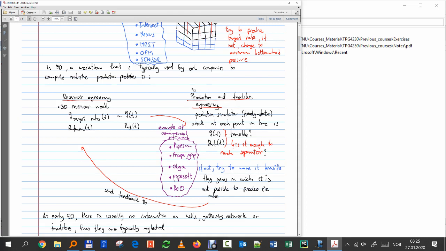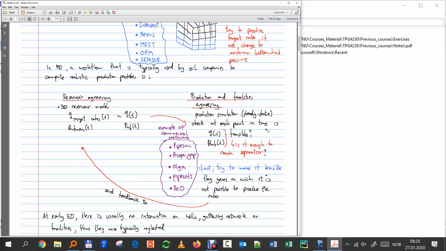Then comes these guys from production and facilities engineering. They have a production simulator, which is typically steady state. They also use sometimes transient. We're going to talk about it in the flow assurance part, when they want to see a transient phenomena like slugging, or they want to see if there will be any accumulation in the pipe.